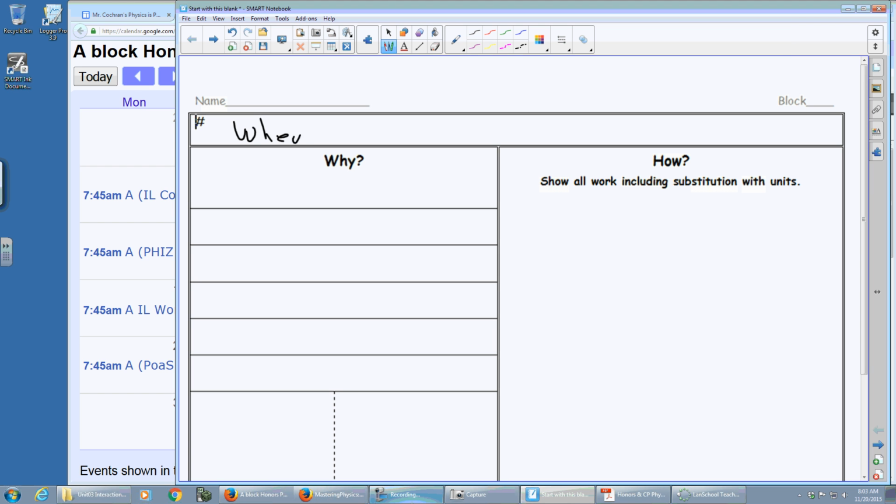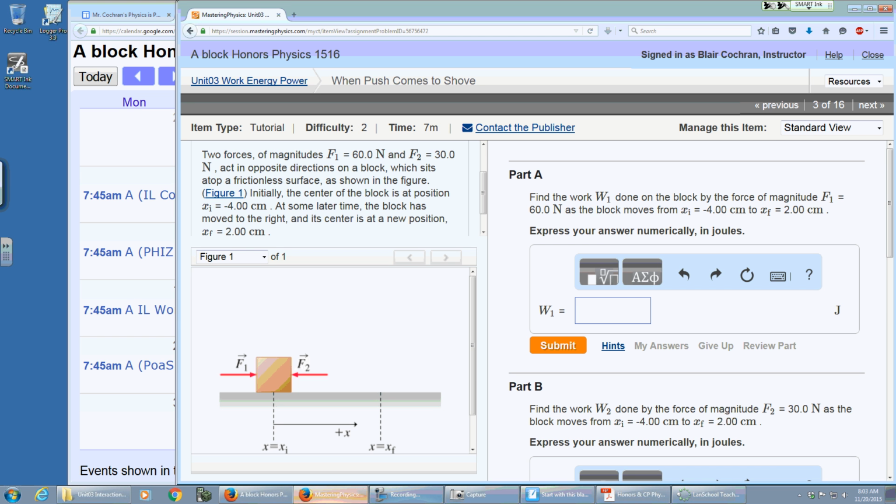This is when push comes to shove. We've got two forces, 60 newtons and 30 newtons, acting in opposite directions on a block on a frictionless surface.